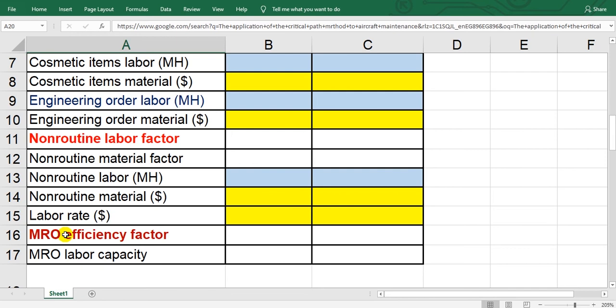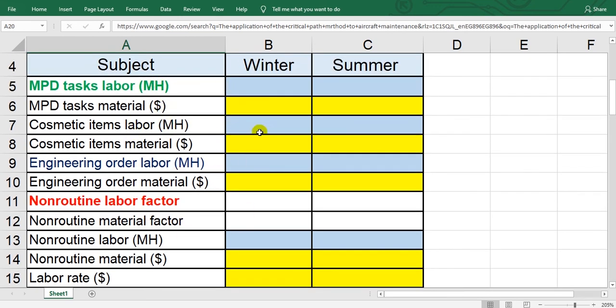The factors: maintenance or MRO efficiency factor. This factor is important. If the MRO, or the maintenance organization, is good, the factor may be less. MRO labor capacity: how many employees, how many engineers, how many technicians, how many cleaning persons, and so on. These parameters affect the downtime of the aircraft. I will give you examples.